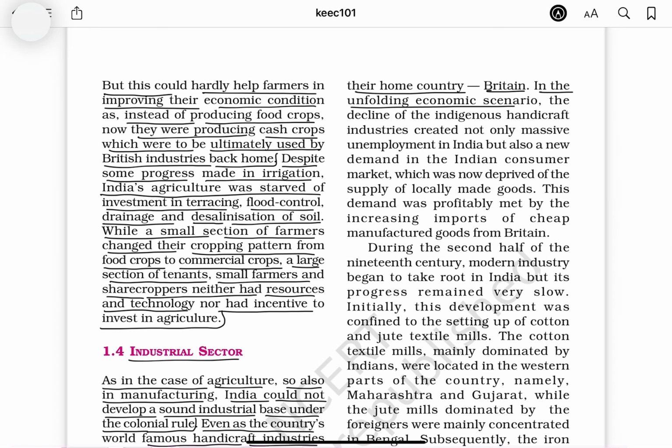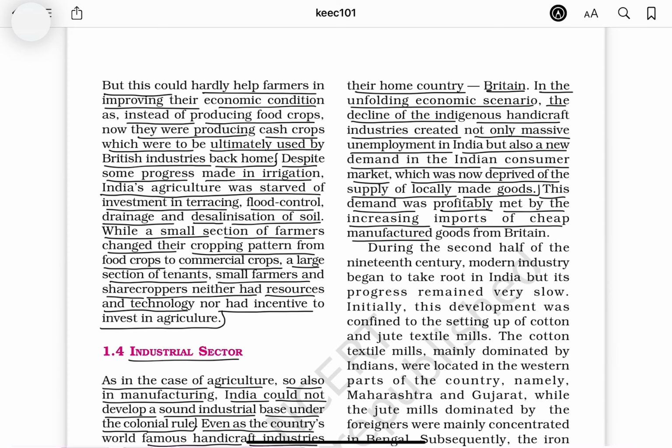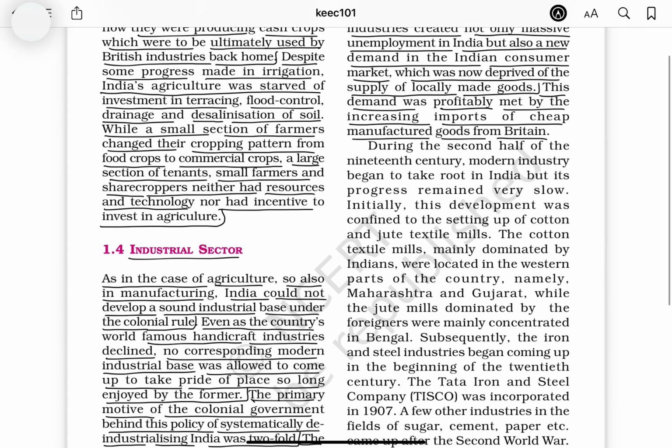In the unfolding economic scenario, the decline of the indigenous handicraft industries created not only massive unemployment in India but also a new demand in the Indian consumer market, which was now deprived of the supply of locally made goods. This demand was profitably met by the increasing imports of cheap manufactured goods from Britain.